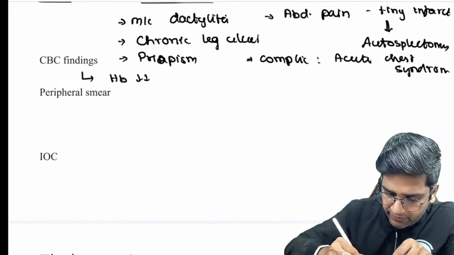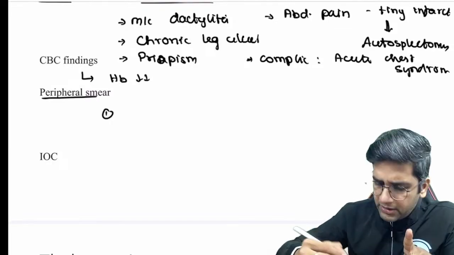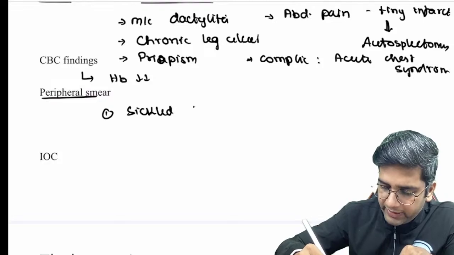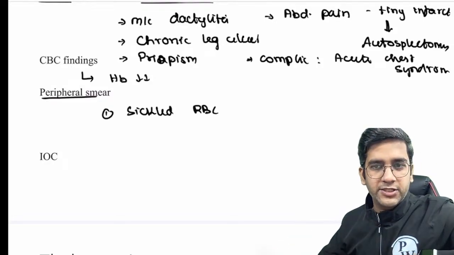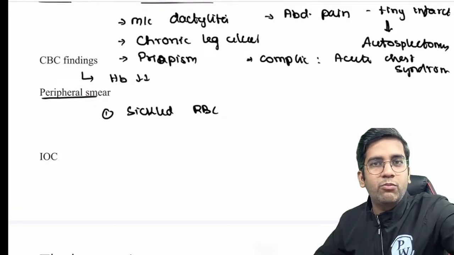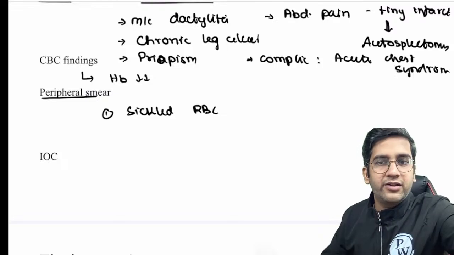Okay, let's come to peripheral smear. The first and the most important finding for me is simple. It's your same sickled RBCs. That's the most important finding. Can anyone tell me any other finding apart from sickled RBCs? Samantha says that skin in the lower limb will have more of a deoxygenated state, that will cause it. Based on that, it can reverse. Fine.